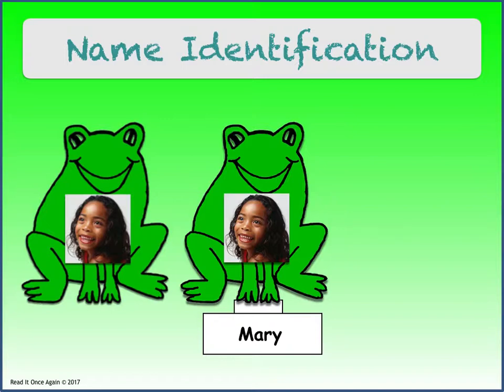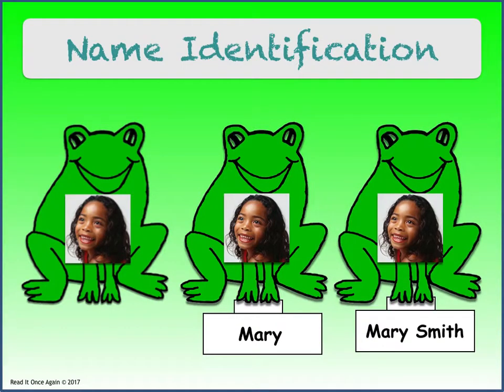Name tags are attached by using Velcro or tape. The teacher has the option of beginning by using the first name and adding the last name at a later date. Some teachers begin by using just the first letter of the first name.